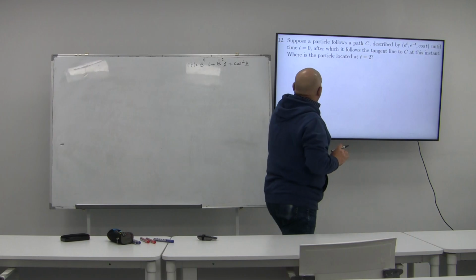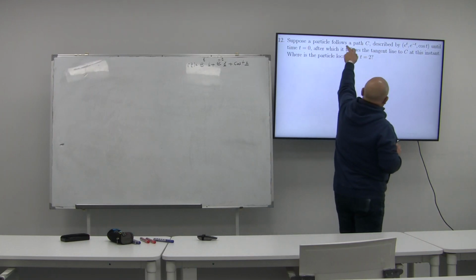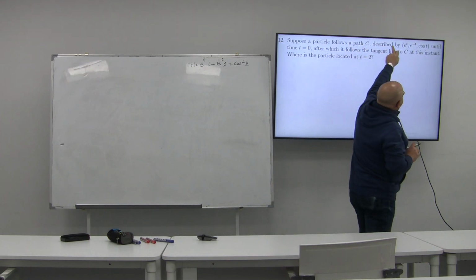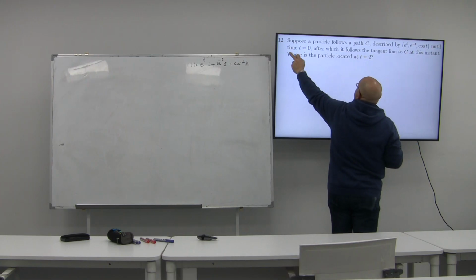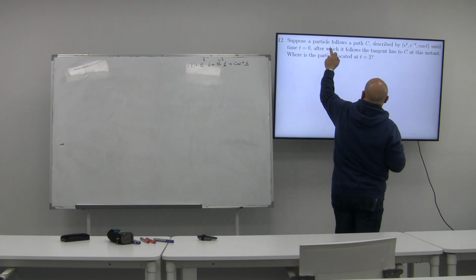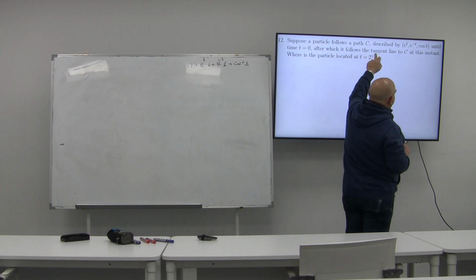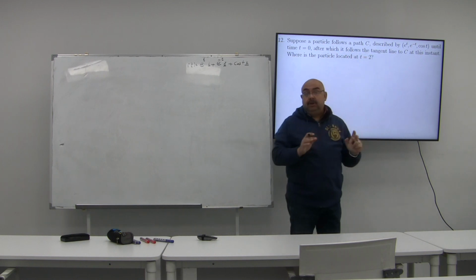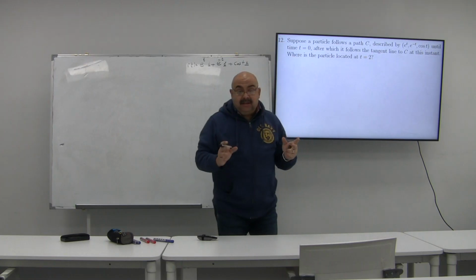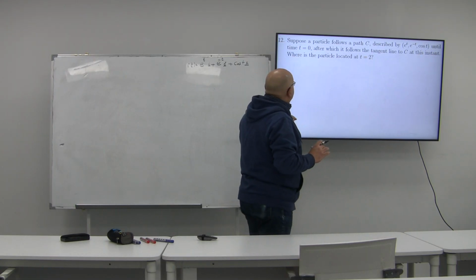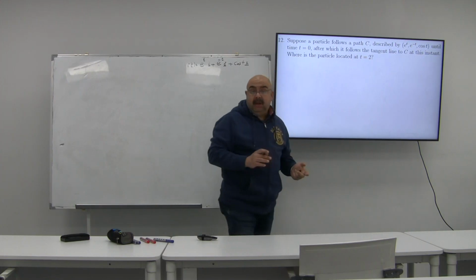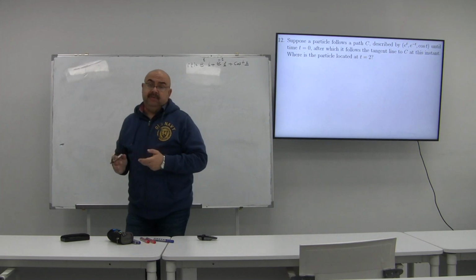So once more, suppose we have a particle that follows a path C described by this function, or this curve, until t equal to 0, after which it will follow the tangent line at C. So I will need to get the equation of the tangent line at C of this curve, at this instant where the particle is located at t equal to 0. So mainly I will need to get the equation of this tangent.